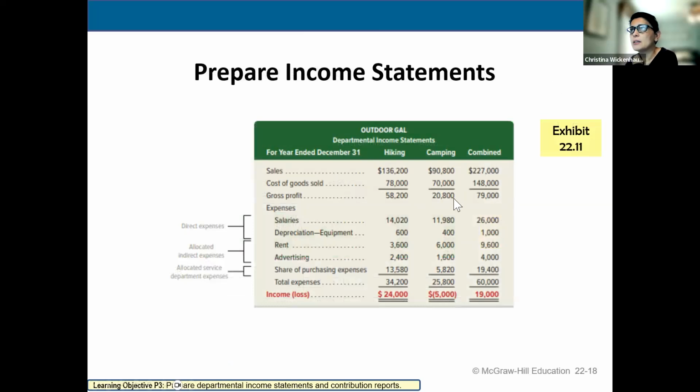So we have our income statement. So we're bringing that portion of the expenses from the other side on over into just the hiking and camping section. So we have their sales, we have their cost of goods sold. We have the salaries, the depreciation, the rent that we've allocated, the advertising that we've allocated, and their share of the purchasing expenses that we've allocated, that 19.4 that we split from that cost center. Tells us our total expenses that match up with the previous screen. And so I can see that hiking has a profit of $24,000, camping is losing $5,000, and together we have a $19,000 income.